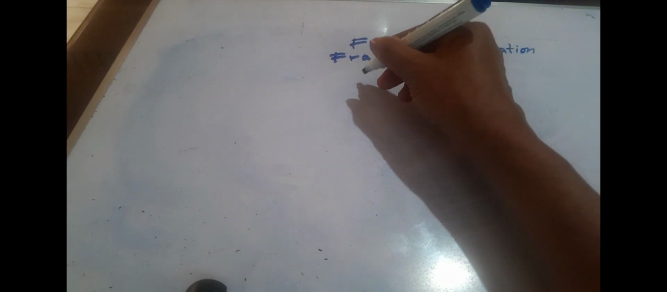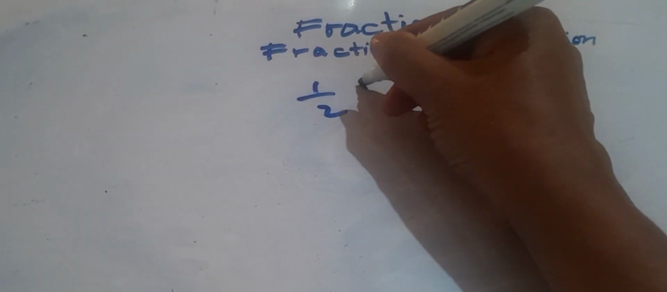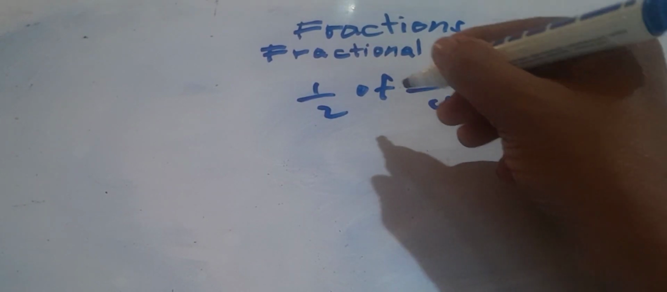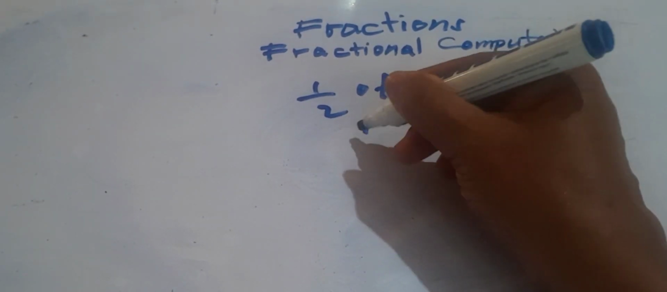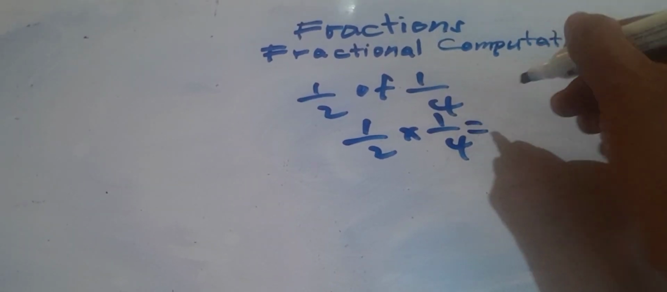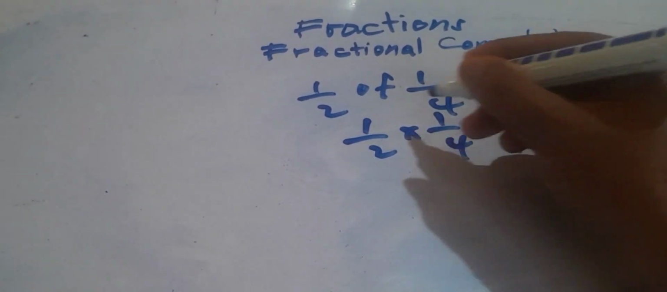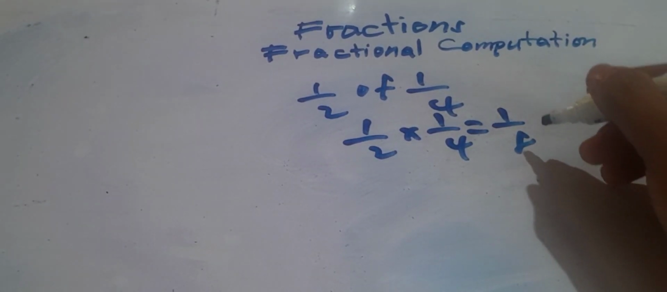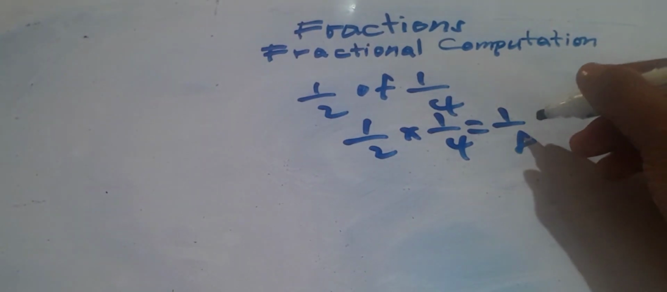Next example: what is 1 half of 1/4? By computation, 1 half times 1/4. Therefore, that is 1/8. Why? 1 times 1 is 1, and 2 times 4 equals 8. So 1 half of 1/4 is 1/8.